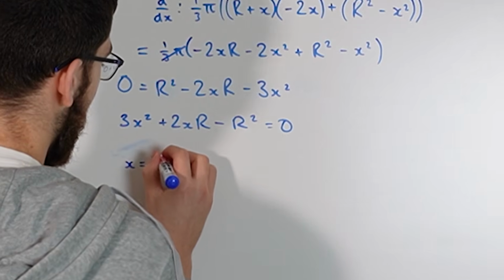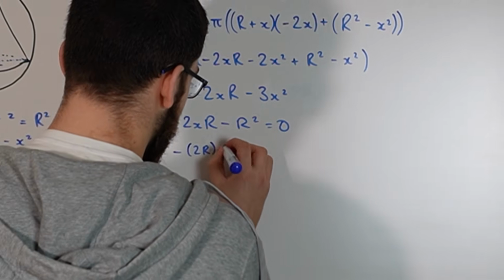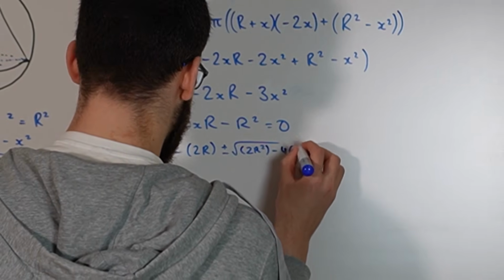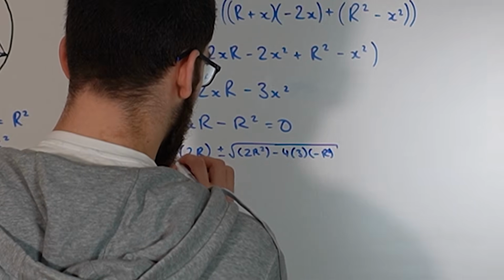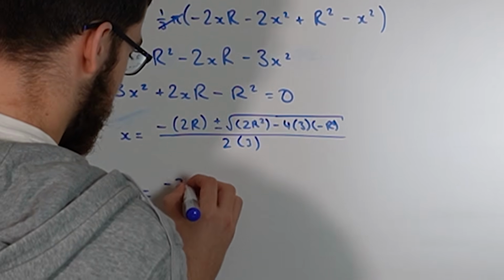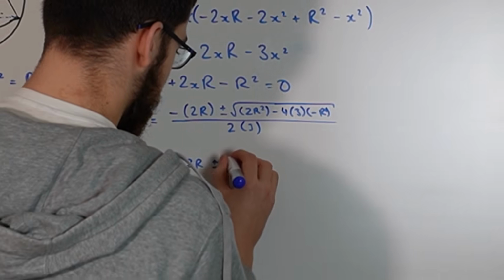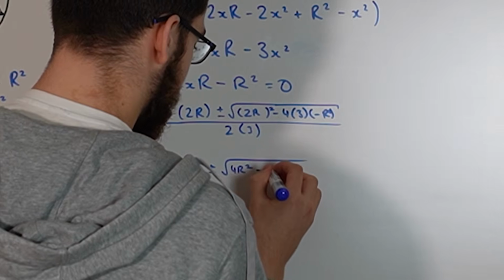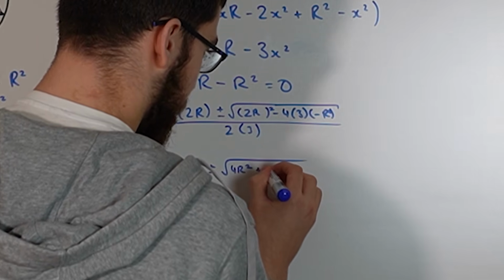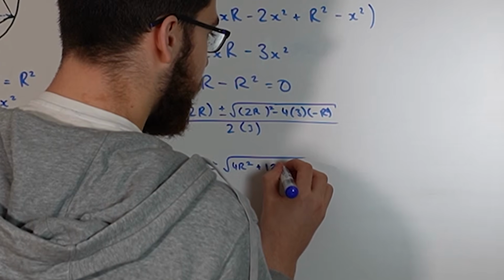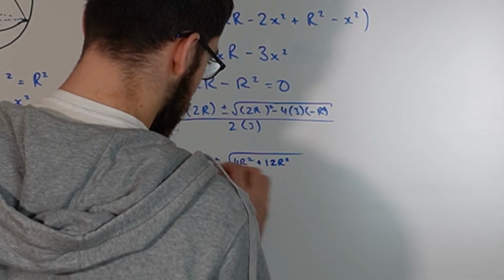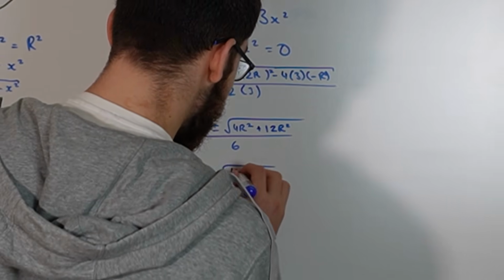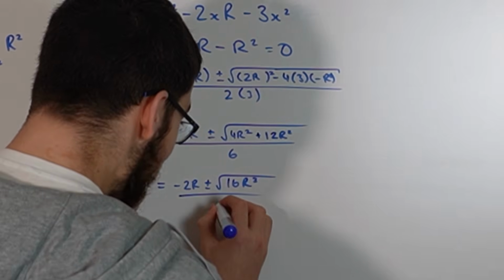X equals minus b plus or minus the square root of b squared minus 4ac, all over 2a. Come on, simplify please. So minus the square root of, that's supposed to be outside, 4r squared minus 12, but it's going to be plus, so it's going to be plus 12r squared. All right, looks good so far. Minus 2r plus or minus the square root of 16r squared. That's a square number.